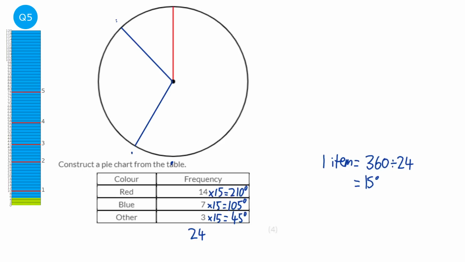Now, an important step to not miss is you need to label them. And so the first one is red, the second one is blue, and then the final one is other.